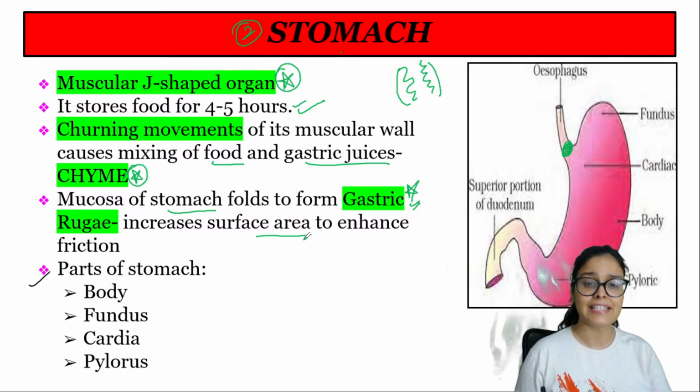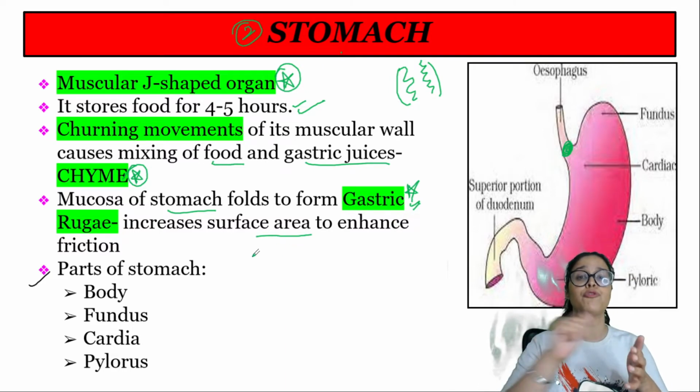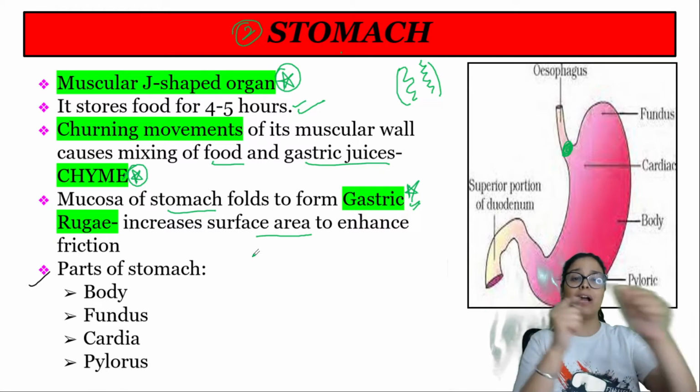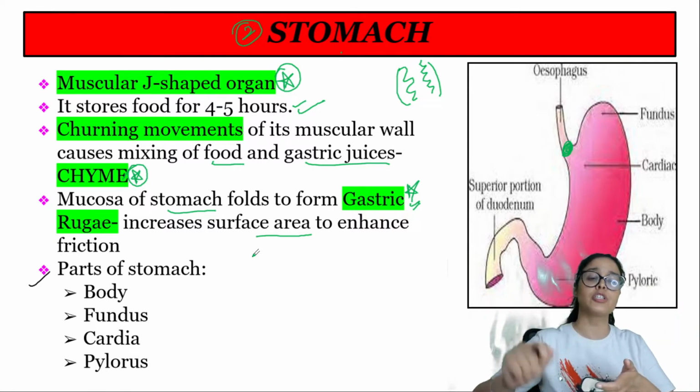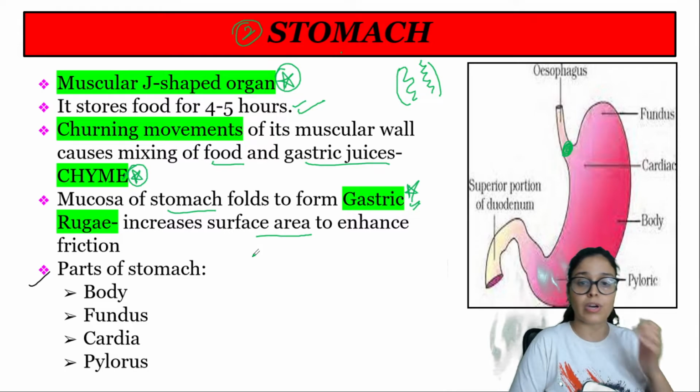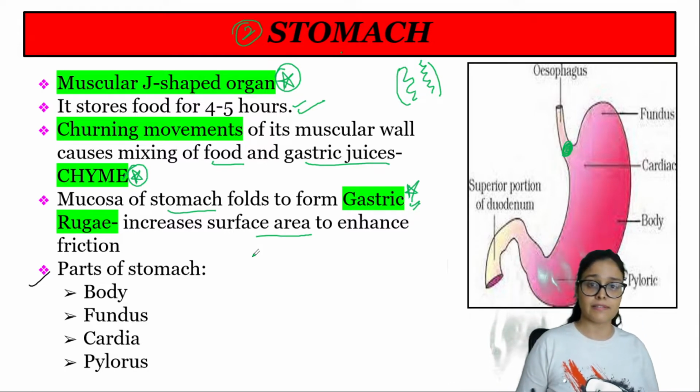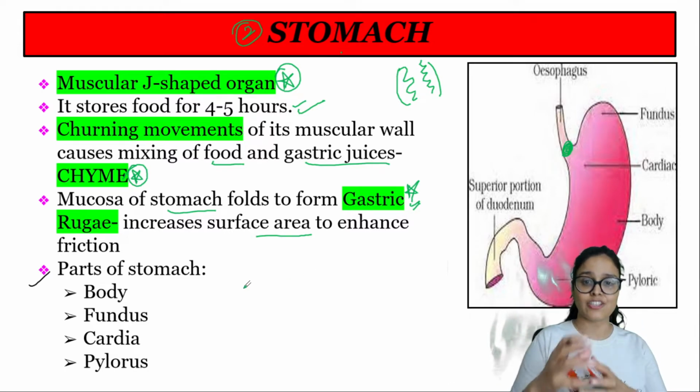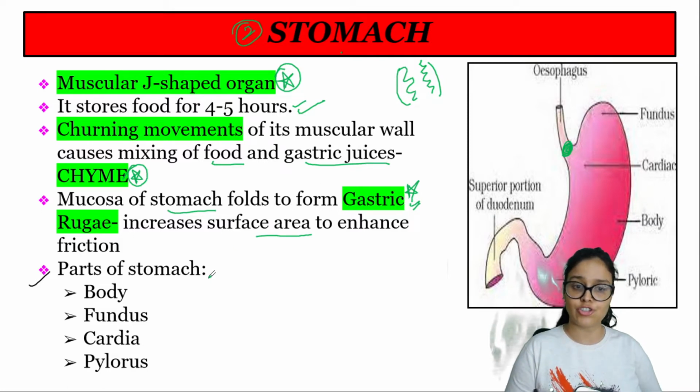It will increase surface area to enhance friction with food so that food will break down while churning. तो churning के दौरान food टूटता जाएगा. It will be broken down into small pieces, right? And thoroughly mixed with the gastric juices. So that is the purpose of gastric rugae.